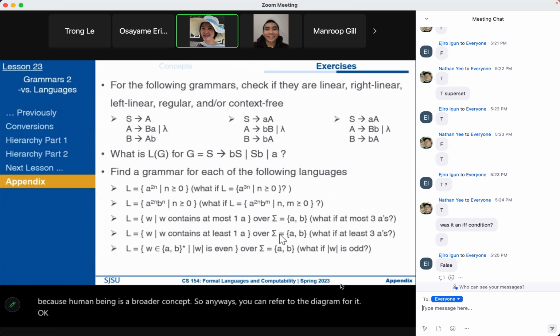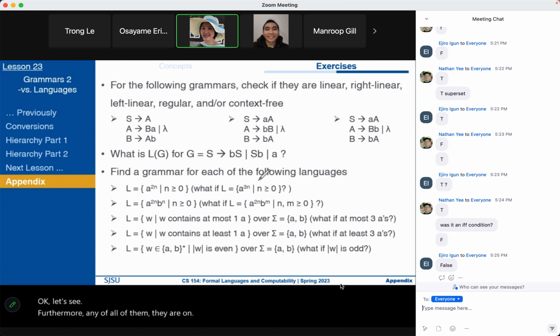Okay, and let's see. First of all, all of them are context-free, right? And let's see. Is this left linear, right linear? Is this regular? Is this linear? Any thoughts?